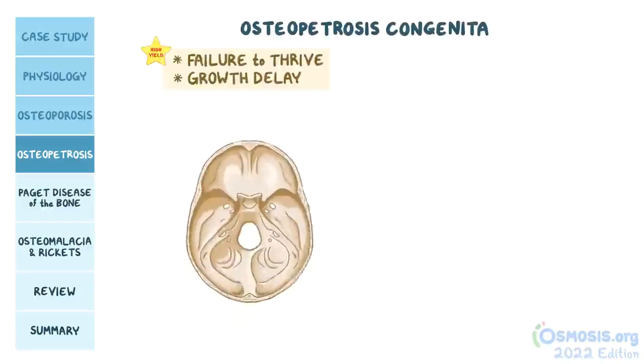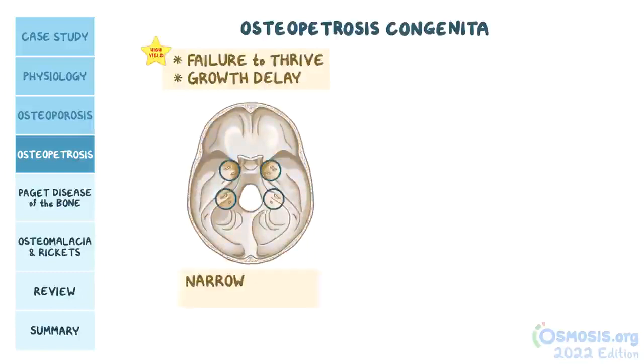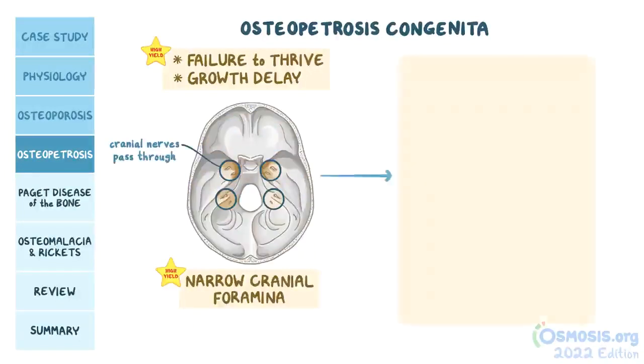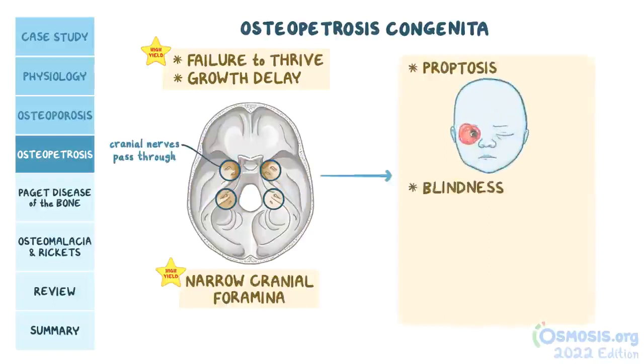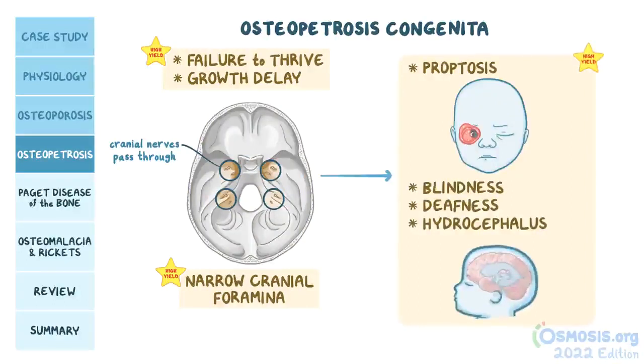When skull bone tissue grows excessively, it can narrow the cranial foramina, an opening on the skull base through which many cranial nerves pass, and cause symptoms like proptosis, which is protrusion of the eyeball, blindness, deafness, and hydrocephalus, which is cerebrospinal fluid accumulation within the brain ventricles.